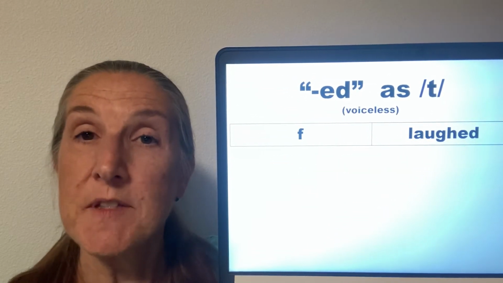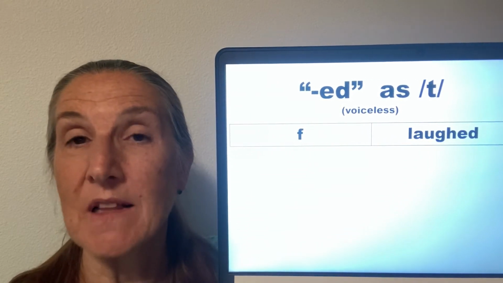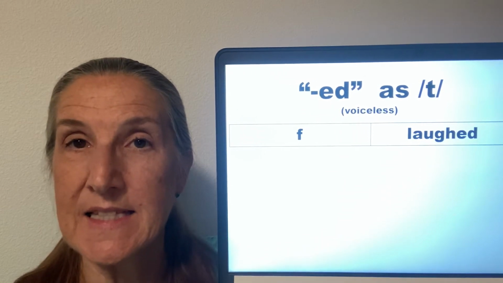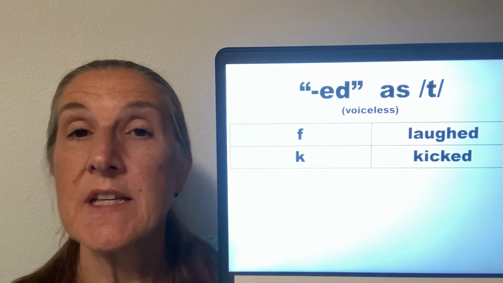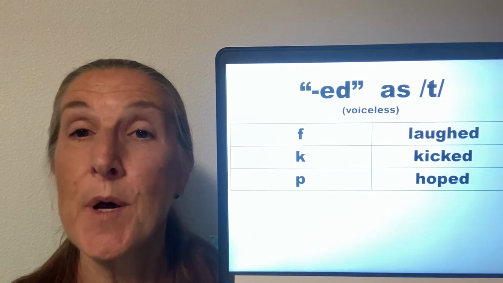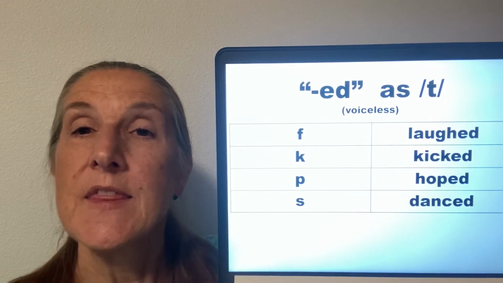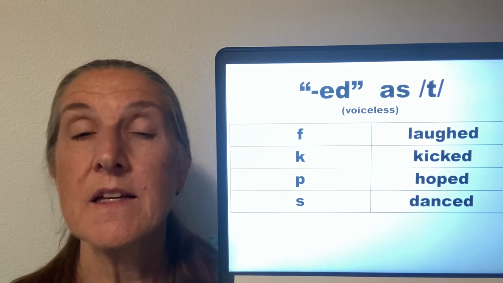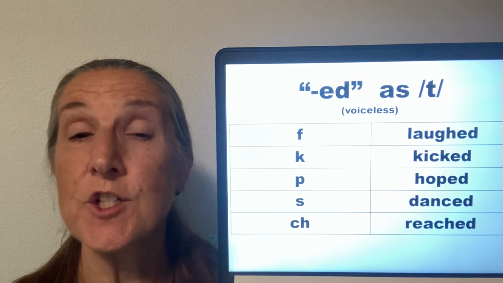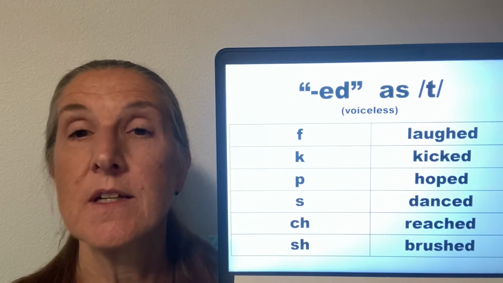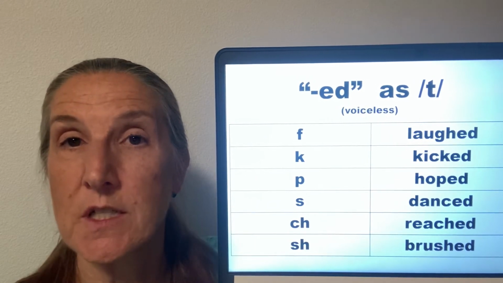So the F sound in laugh, when the ED is added, it becomes laughed. We put that T sound, laughed. The K in kick gives us kicked. The P in hope gives us hoped. The S in dance gives us danced. The Ch in reach gives us reached. And the Sh in brush gives us brushed.